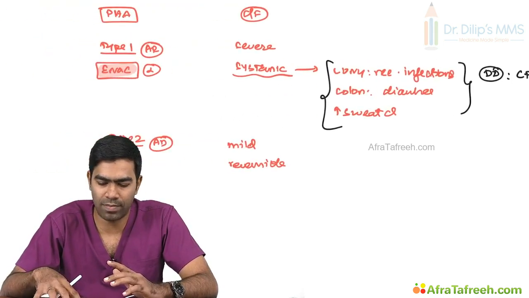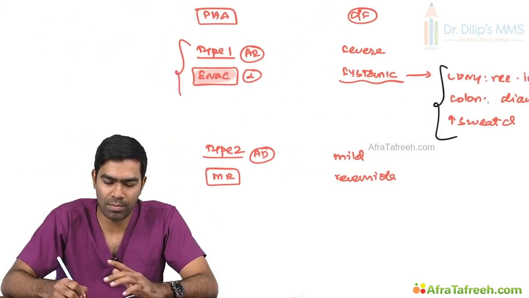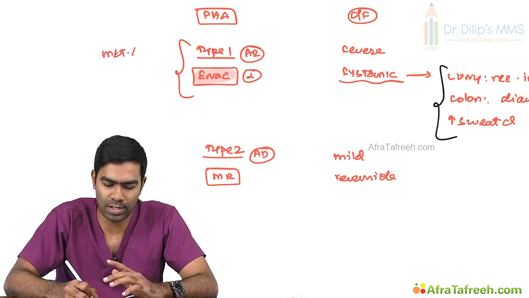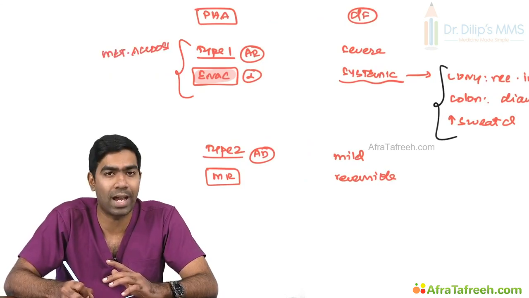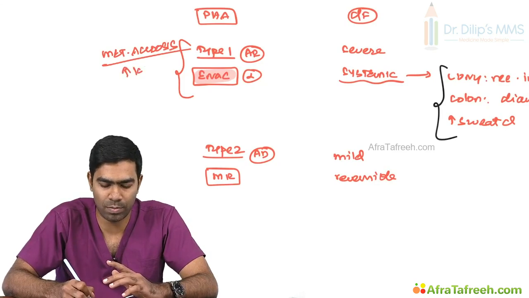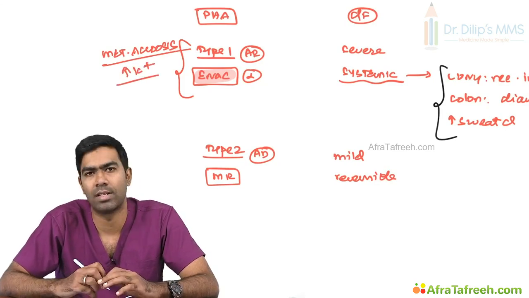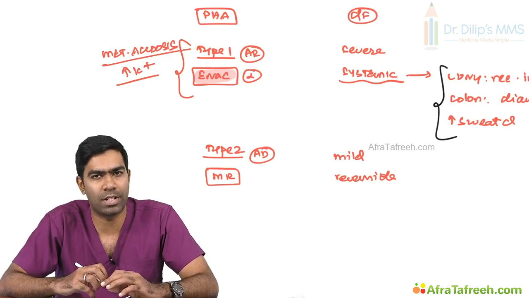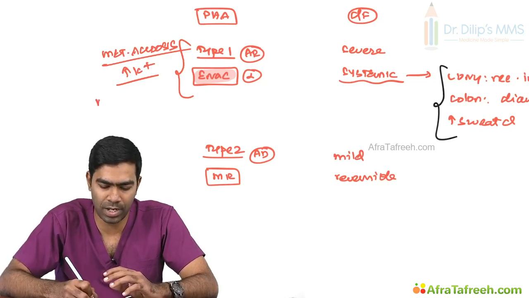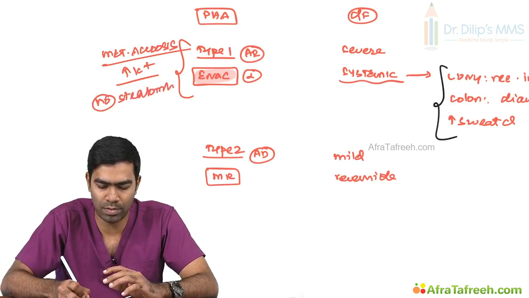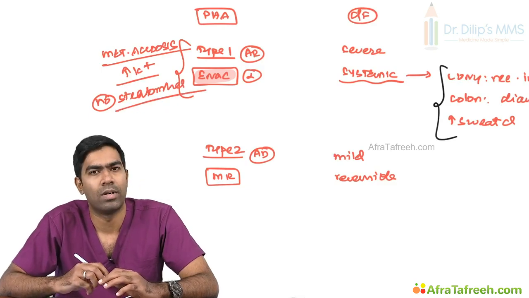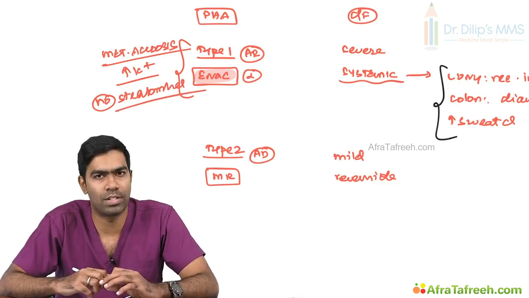But please understand the fact that PHA type 1 tends to have metabolic acidosis, whereas cystic fibrosis patients tend to have metabolic alkalosis, and cystic fibrosis patients do not have hyperkalemia, whereas type 1 PHA patients will definitely have hyperkalemia, and type 1 PHA patients will not have steatorrhea, and cystic fibrosis patients will have steatorrhea due to pancreatic insufficiency in many of these children.